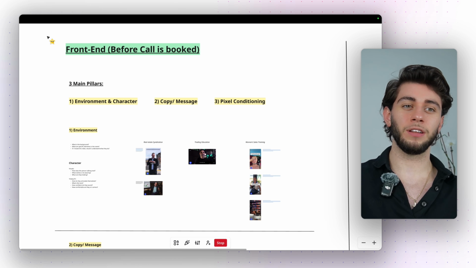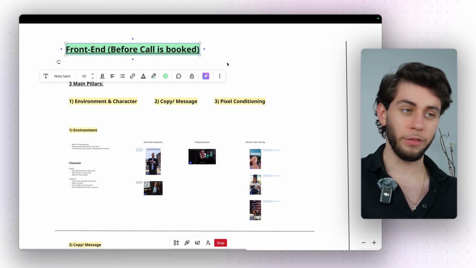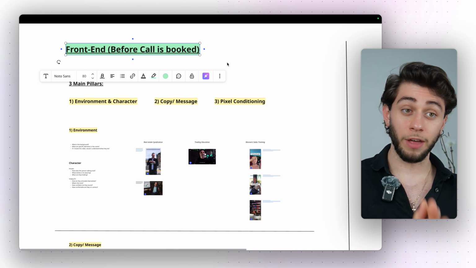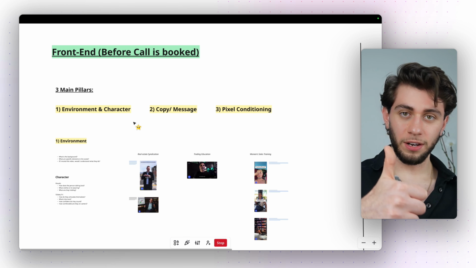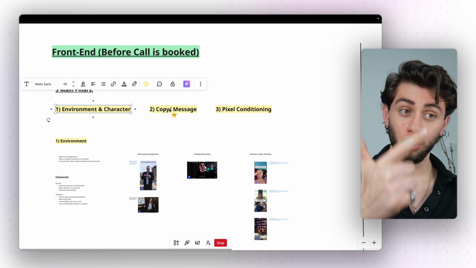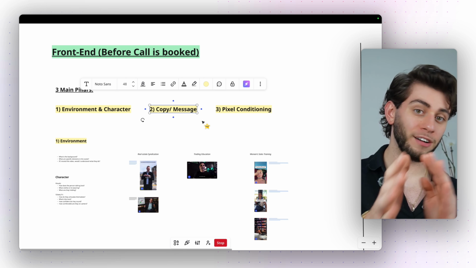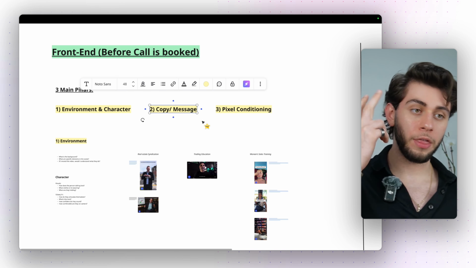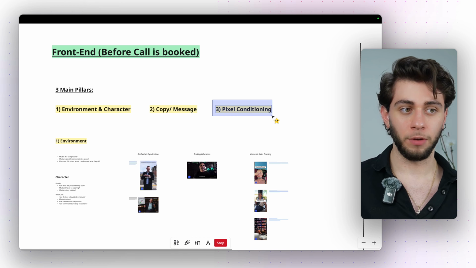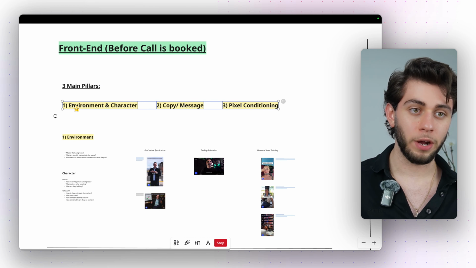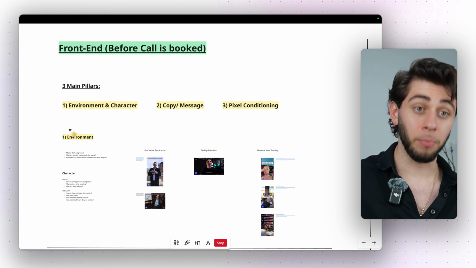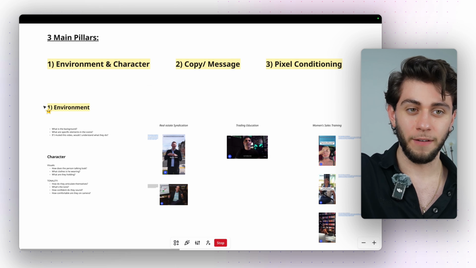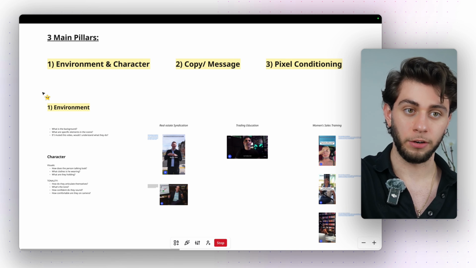When it comes to front end, we are talking about ads, landing pages, VSLs, all of that stuff. And that part comes down to three main pillars. One is the environment and the character. Two is the copy and the message, so the actual words that you use in your marketing. And three is your pixel conditioning. We have to use all three of these things to attract our ICP, attract only high quality people. So let's start with the first point, which is the environment and the character in the actual ads.